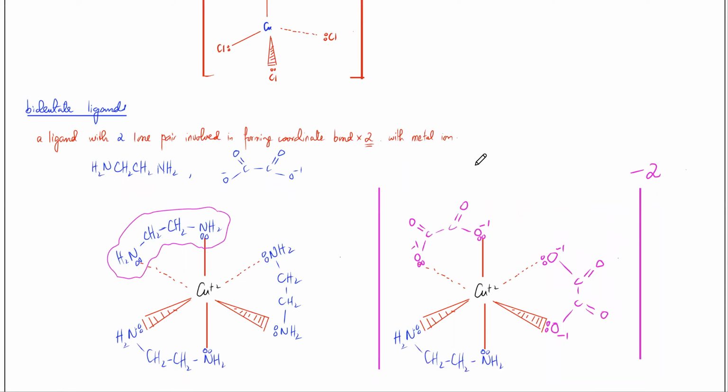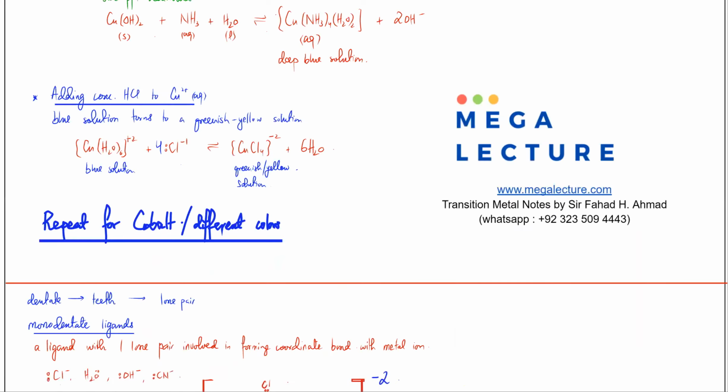This is an example of a bidentate ligand. You have one molecule, but it's capable of forming two dative bonds. One part of the molecule forms a dative bond from this side, the other part forms a dative bond from the other side. Is that clear as well? Yes.